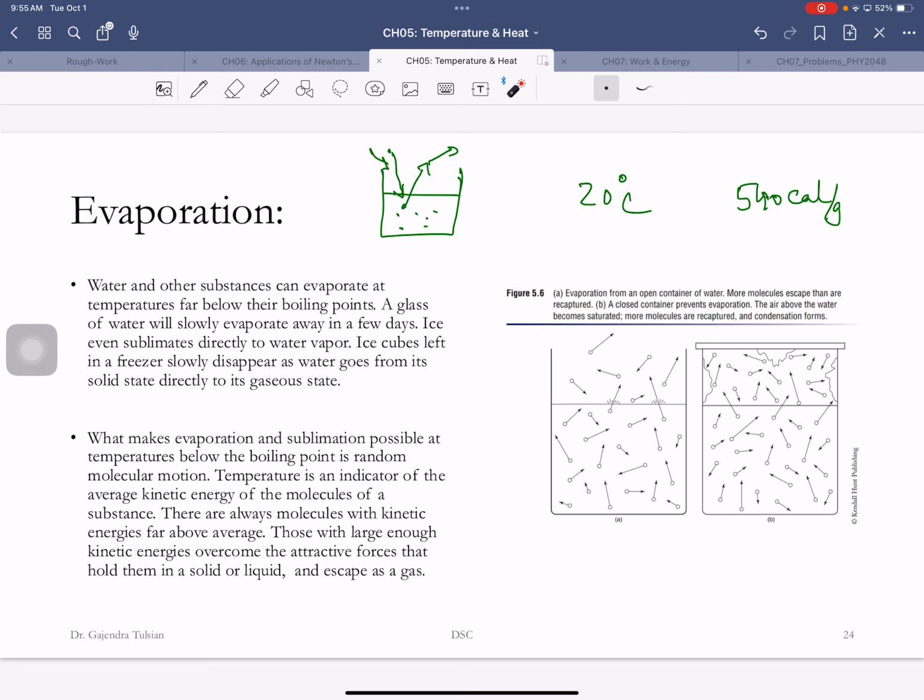So ice sublimates directly to water vapor. Molecules from ice can go directly into water vapor. It can directly sublimate, and that's what happens. And so an ice cube left in a freezer slowly disappears as water goes from its solid state directly to the gaseous state. Okay, you guys have heard of self-defrosting freezers?